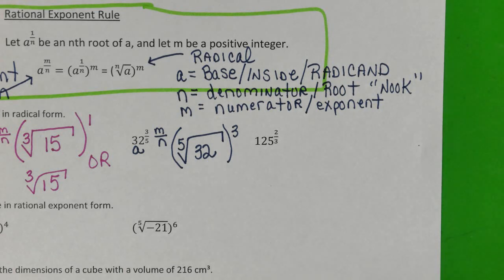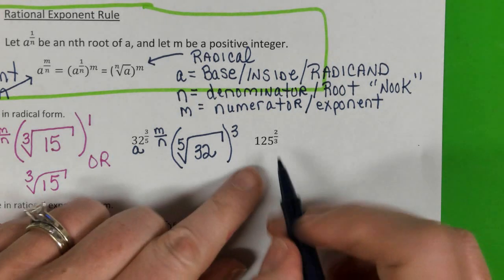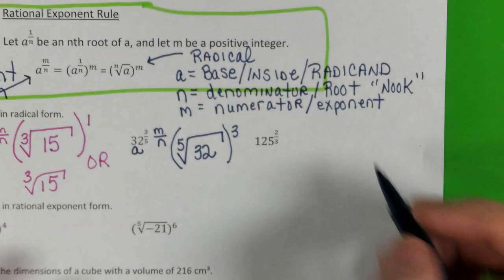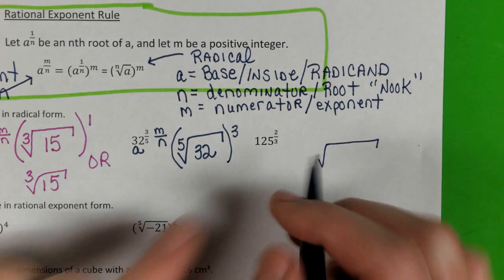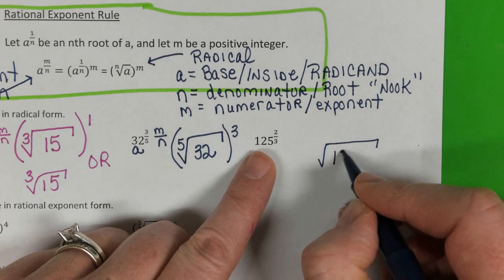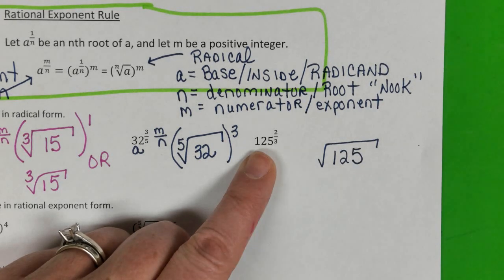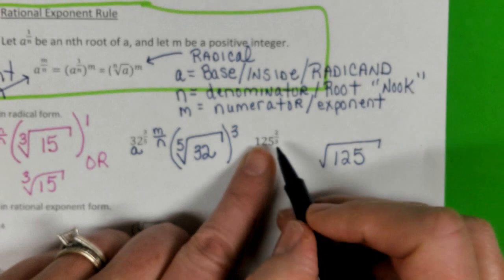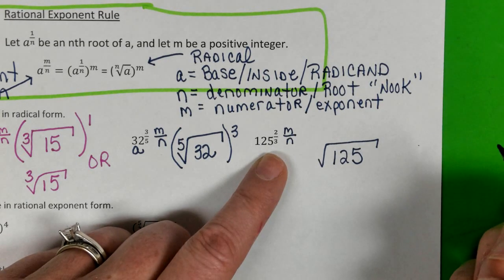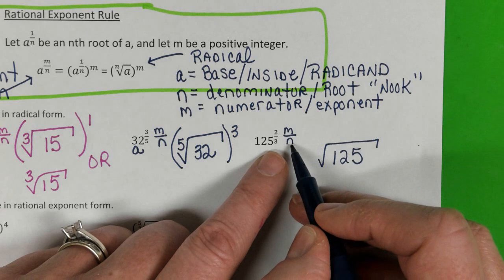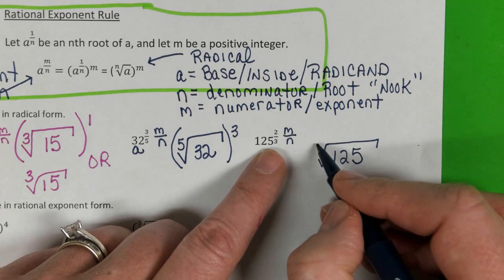Okay? Here's another one. 125 to the 2/3 power. Okay, write your radical sign. 125 is my a value. M over n. The n goes in our nook.